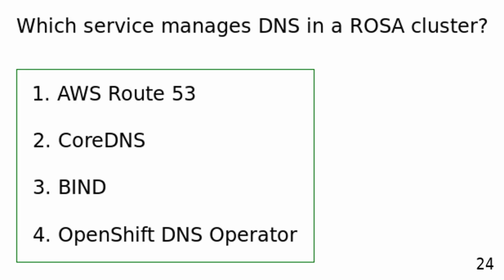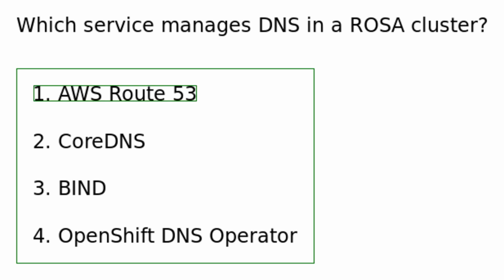Which service manages DNS in a ROSA cluster? AWS Route 53. CoreDNS. Bind. OpenShift DNS operator. ROSA uses AWS Route 53 to manage DNS, providing highly available and scalable domain name system web service.